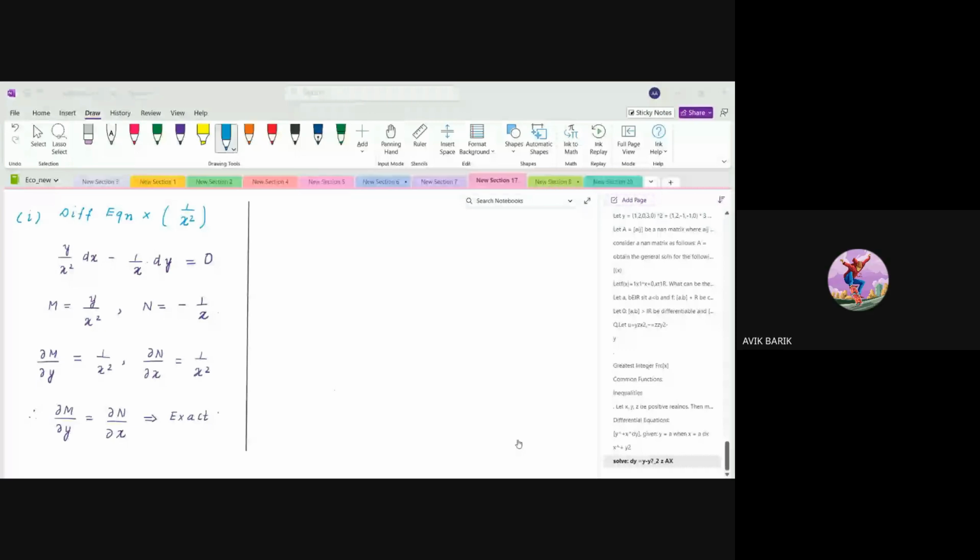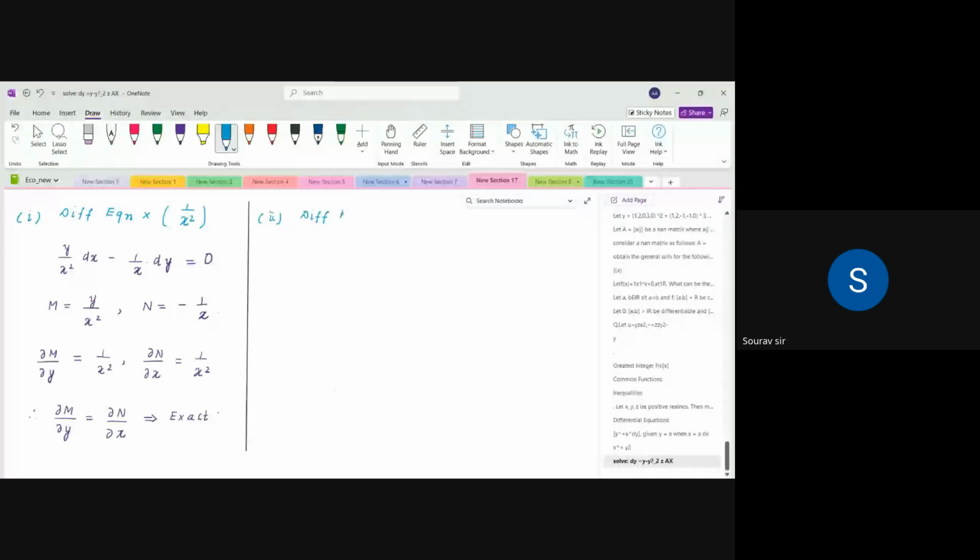Sir, take a look at one more. Transformation can be done in many ways. If you multiply by 1 by xy, then both derivatives will become zero. Exactly, exactly. There is no unique way to do this. There are multiple ways. Okay, take one more example.